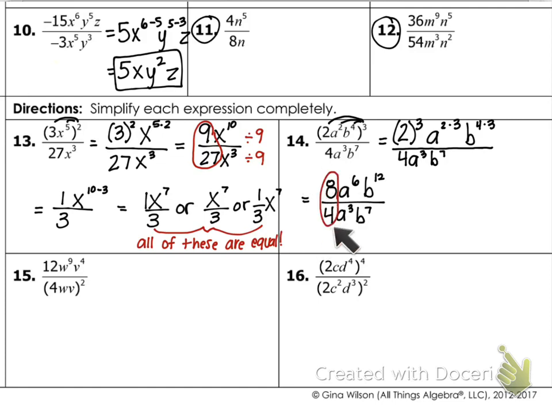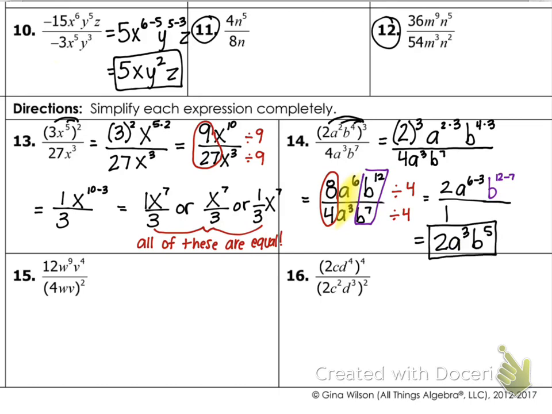Well, 8 over 4 this time, we can divide 8 and 4. We can divide both of those by 4. 8 divided by 4 is 2, and 4 divided by 4 is 1. Now we're going to look at the variables. A to the 6 over a cubed. Remember, we subtract, so it's going to be 6 minus 3. Let's look at the b's. B to the 12th minus 7. And we can simplify. We don't need this 1 on the denominator, right? We can put anything over 1, but we don't need it in our final answer. So it's going to be 2a to the 3rd, b to the 5th, and that's our final answer. So I want you to try 15 and 16.